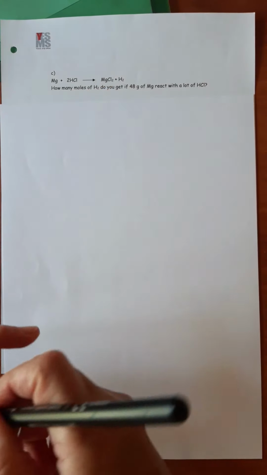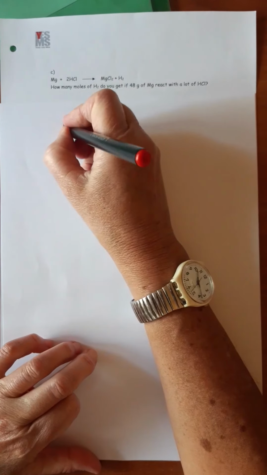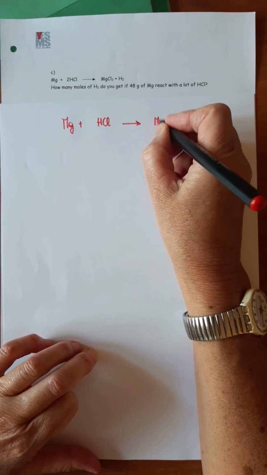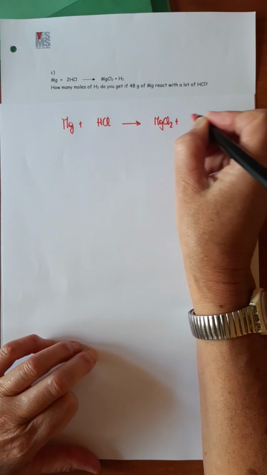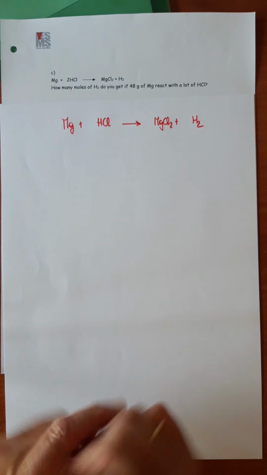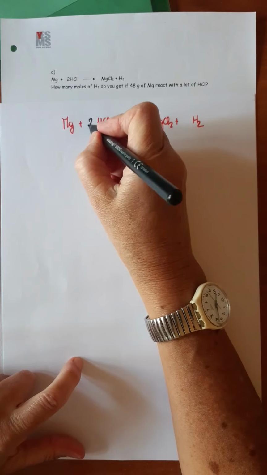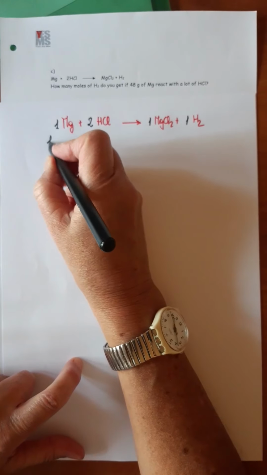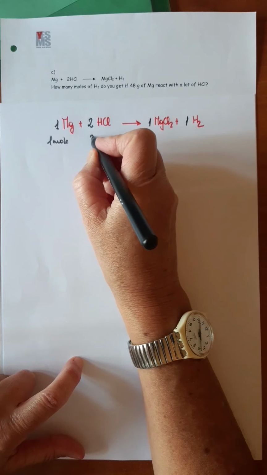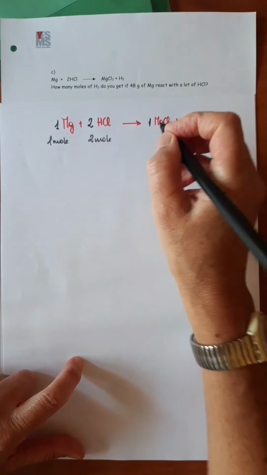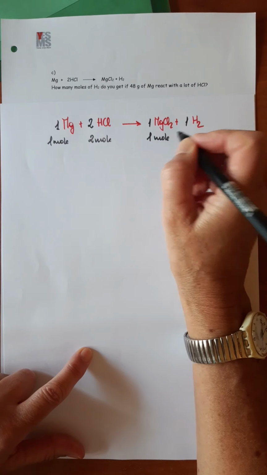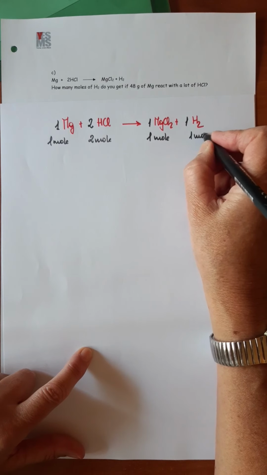Second part of activity 4. We have the reaction: magnesium plus hydrochloric acid. It is already balanced. We have a number 2 here, which means that we have a 1 here, 1 and 1. So the proportion is 1 mole of magnesium reacts with 2 moles of hydrochloric acid and gives us 1 mole of magnesium chloride and 1 mole of hydrogen.